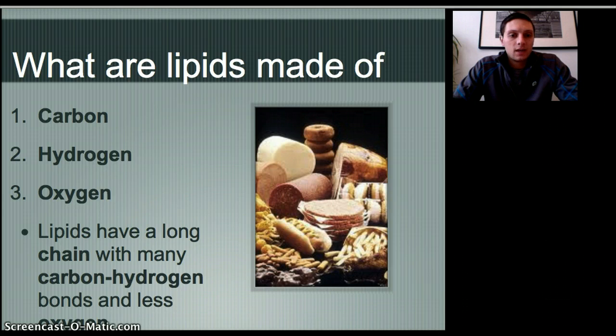Lipids have a long chain with many carbon-hydrogen bonds, and they have far less oxygens than carbohydrates. And so one of the big differences is that lipids don't have ring structures as we saw in carbohydrates, but lipids are made of long chains of carbons.